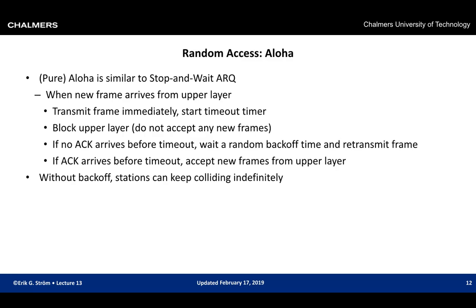If a station has a frame to transmit, it transmits the frame and then waits for an acknowledgement. If the acknowledgement doesn't arrive, it waits a little bit longer and then retransmits the frame. That's it. In a way, it's stop and wait with this extra waiting time, a random backoff time, and the reason for the random backoff time we will see shortly. You transmit a packet and wait for an acknowledgement. If the acknowledgement doesn't arrive in time, you retransmit.